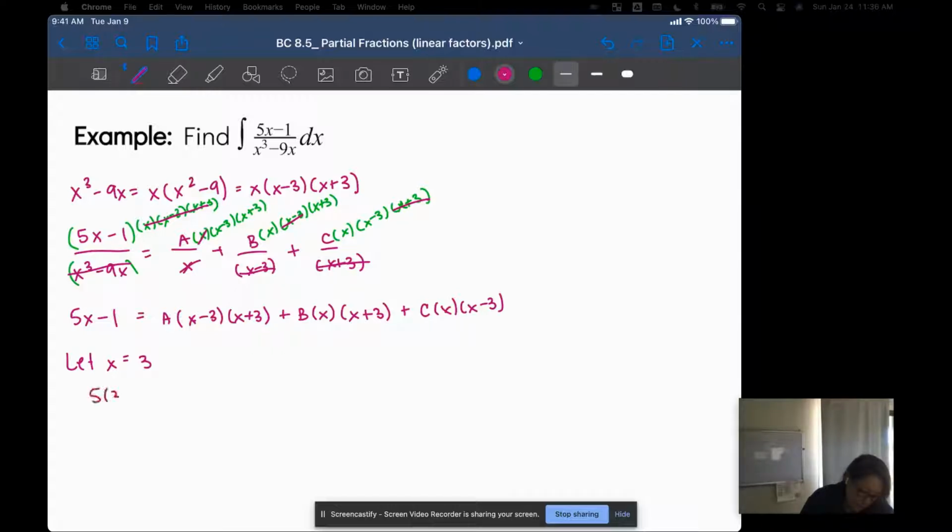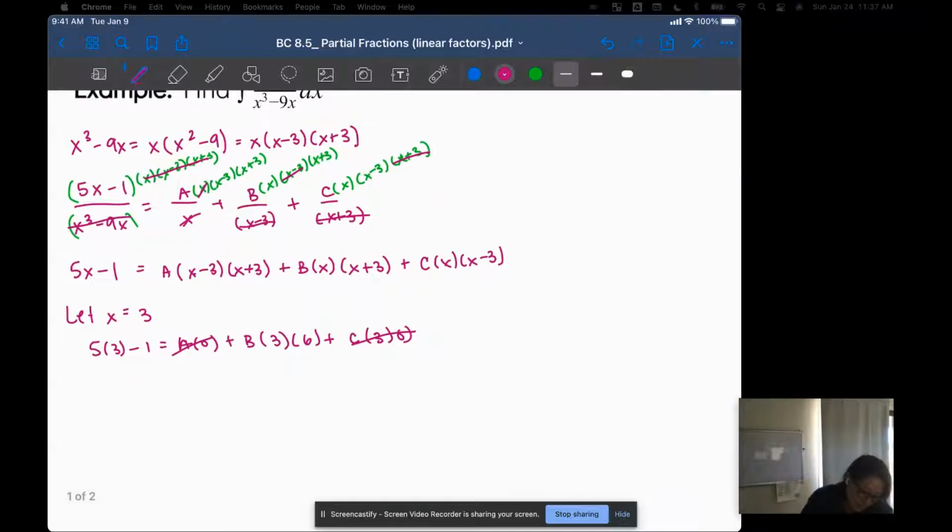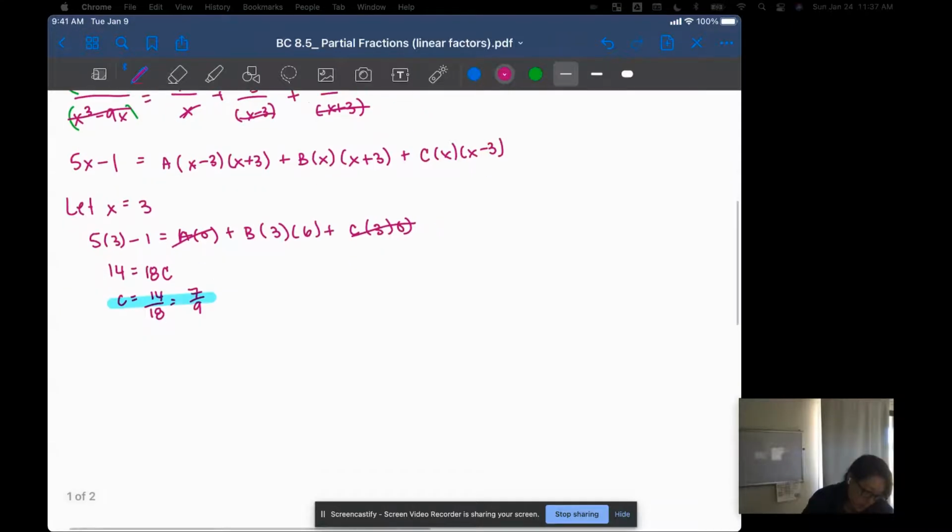I get 5 times 3 minus 1 is equal to a times 0 plus b times 3 times 6 plus c times 3 times 0. Okay, so those a and c cancel. So 15 minus 1 is 14 is equal to 18c. So c is equal to 14 over 18, which reduces to 7/9. Okay, we're going to hold that for later. We're going to let x equal 0.